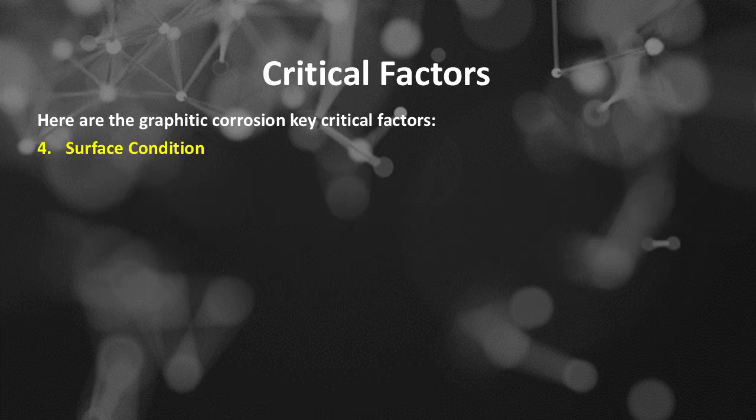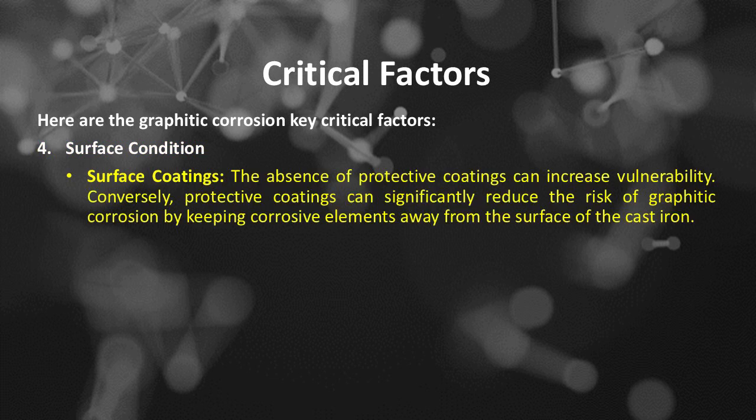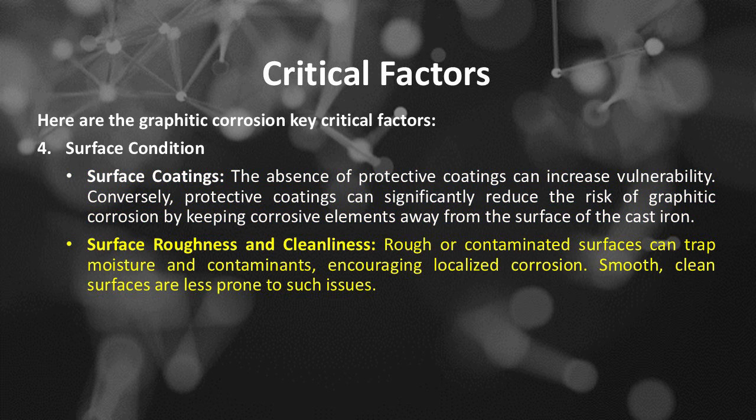Number 4 is surface condition. Surface coatings. The absence of protective coatings can increase vulnerability. Conversely, protective coatings can significantly reduce the risk of graphitic corrosion by keeping corrosive elements away from the surface of the cast iron. Surface roughness and cleanliness. Rough or contaminated surfaces can trap moisture and contaminants, encouraging localized corrosion. Smooth, clean surfaces are less prone to such issues.